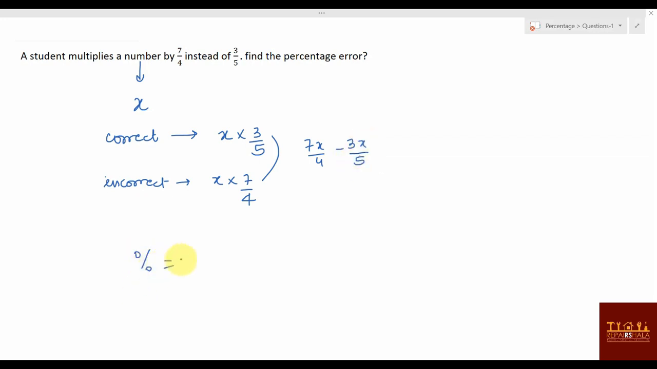So percentage error. This is the error, right? This much he'll be getting extra. So you can say the percentage error will be what? 7x by 4 minus 3x by 5 divided by the original value, which is the correct value. This only, right? So 3x by 5. And then you solve it. Waste lot of time. Gone.